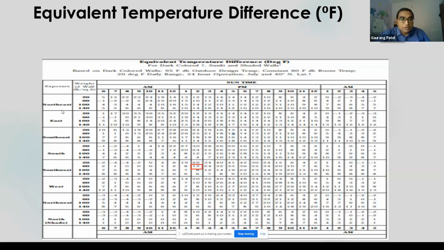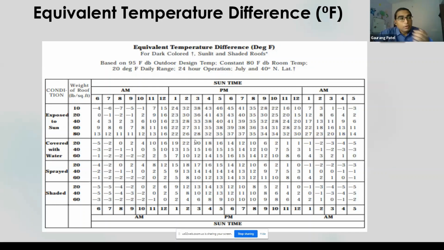They have given various ranges. You can see here the various exposure directions and the timing at which you need to do the calculations. They have also given the weight of the wall, that is, the density of the wall, because it may be a normal 4 inch partition wall, a thicker one, or an RCC wall. So based on the weight per square feet, you need to take the value from here. For the roof, whatever is applicable for the wall is applicable for the roof also, because the roof also has heat transfer from outside to inside. So this is a table for the roof: exposed to sun, covered with water spray, or shaded roof.